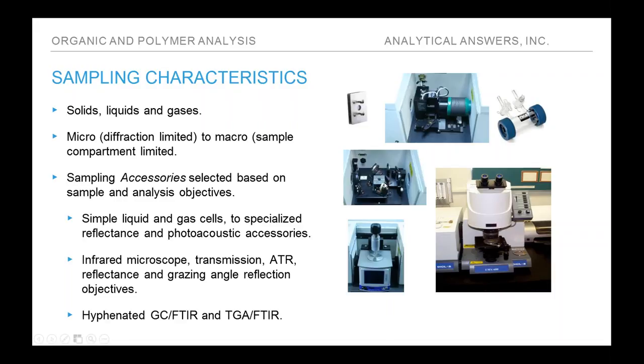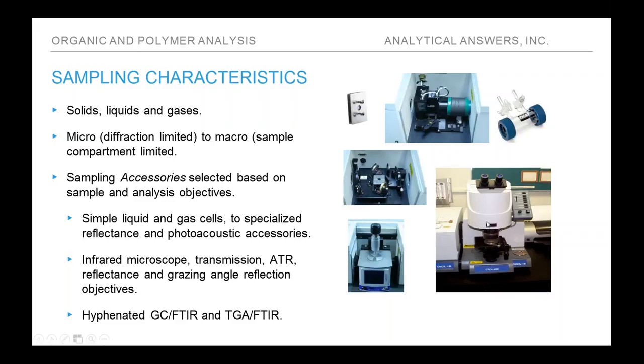For example, here we see a variable angle accessory that allows us to collect the reflectance off a sample at various angles. We have macroscopic ATR accessories, but the main component we use is the infrared microscope. Even beyond the infrared microscope, however, we have some extremely specialized accessories, like up here at the top of the screen, a technique called photoacoustic spectroscopy. We also have hyphenated accessories to go on a gas chromatograph and also to interface to our thermogravimetric analyzer.